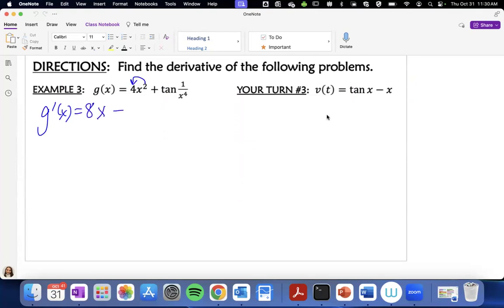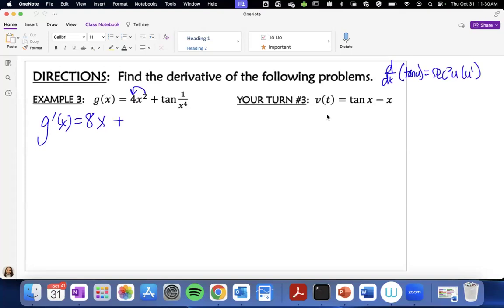Tangent of 1 over x to the 4th. Okay. The derivative of tangent of u is secant squared of u times u prime. So the tangent turns into the secant squared of the exact same angle, right? I just copy it. Just change the tangent to secant squared. That's its derivative. Take the derivative of the trig function times u prime.